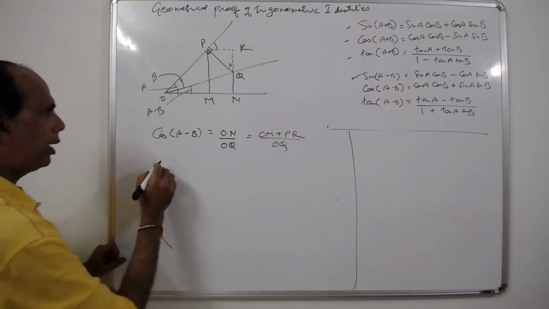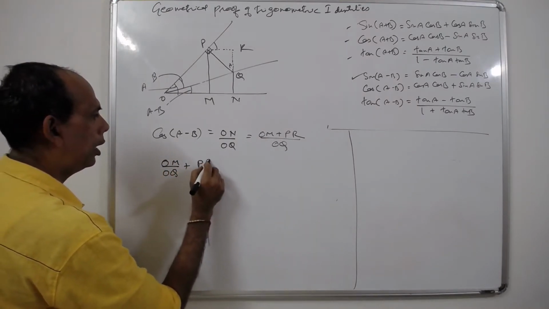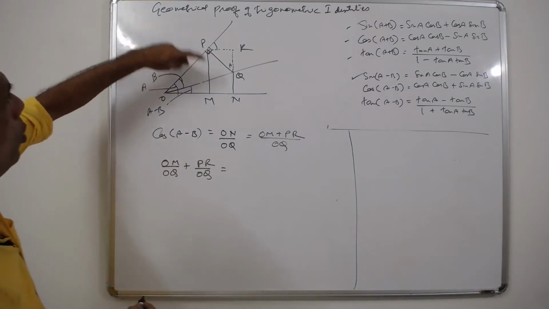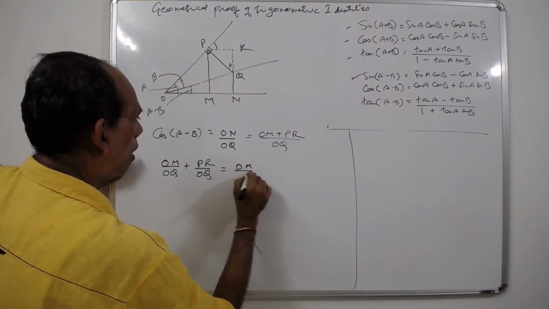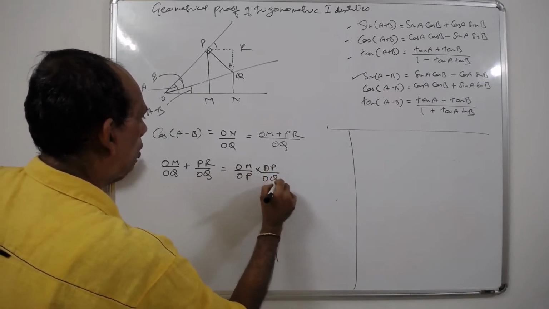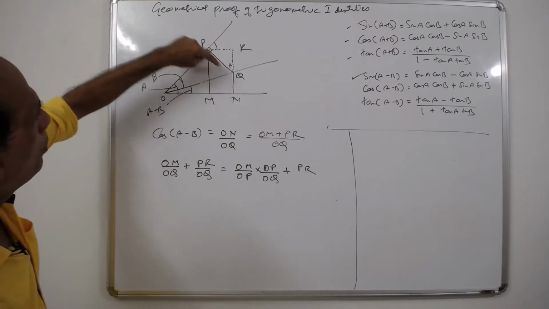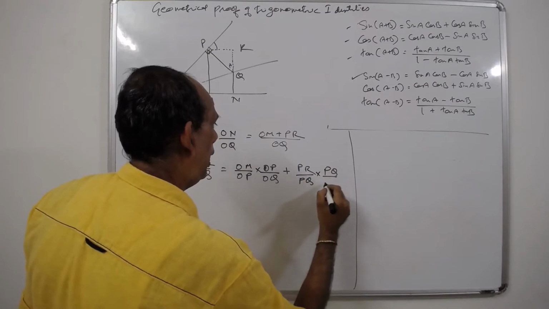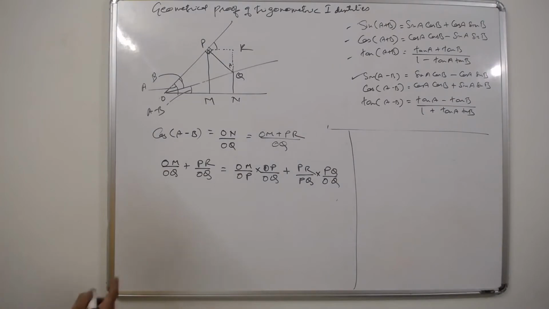So I divide both by OQ. OM upon OQ plus PR divided by OQ. So what do you get? OM is here, so I divide it by OP. OP again upon OQ, plus PR is here, so I divide by PQ and multiply by PQ, and this is OQ, right? Now see what we get.